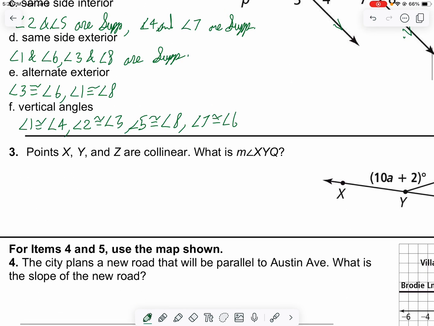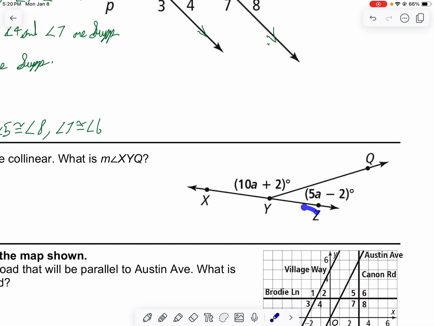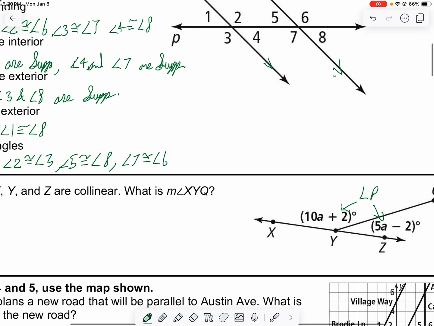All right, points X, Y, and Z are collinear here on problem number 3. That means they lie on the same line, which also means we've got a 180-degree angle. That means that this and this are a linear pair, so I'm going to label those LP for linear pair. Since they're a linear pair, they add to 180. Let's go ahead and solve that equation. 10a plus 2 plus 5a minus 2 is equal to 180 degrees.